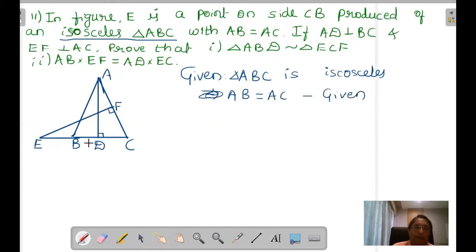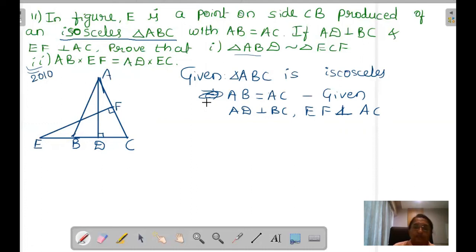AD is perpendicular to BC. It is also given. And EF is perpendicular to AC. What we have to prove: triangle ABD is similar to triangle ECF. In your textbook only this one is given. I have added this because this was asked in CBSE 2010.